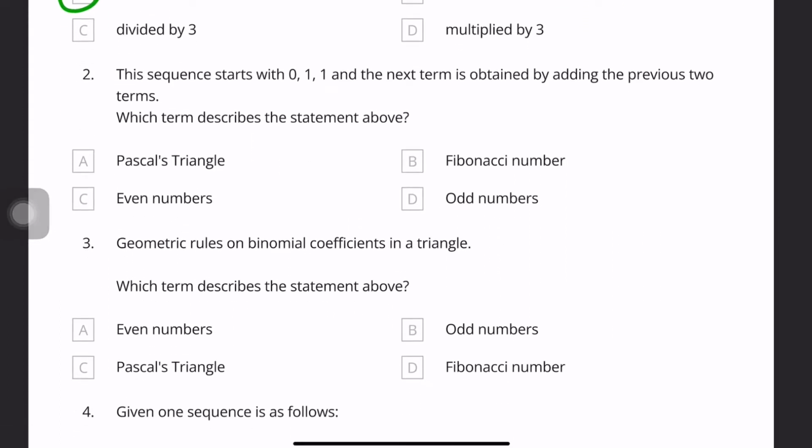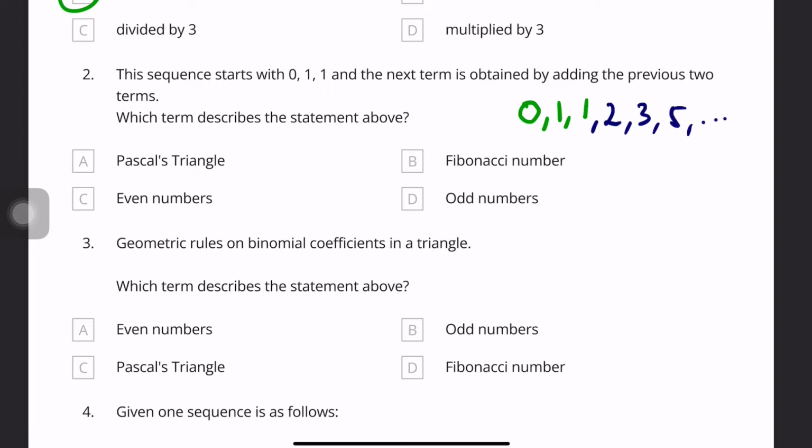This sequence starts with 0, 1, 1. And the next term is obtained by adding the previous two numbers. The previous two numbers are 1 and 1, so 1 plus 1, we get 2. Then we add the previous two terms, 1 and 2. 1 plus 2 is 3. And then we add another previous two numbers, 3 plus 2 equals 5.